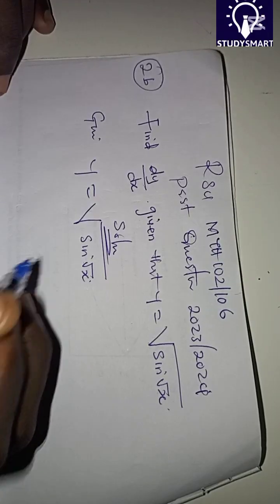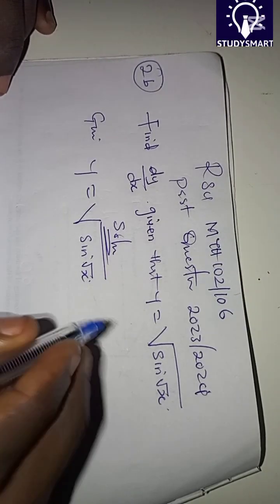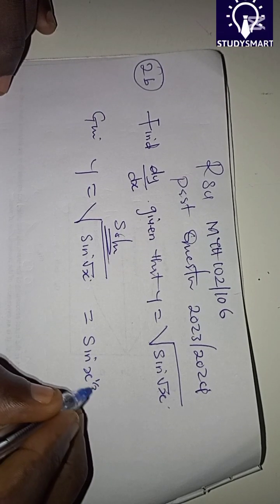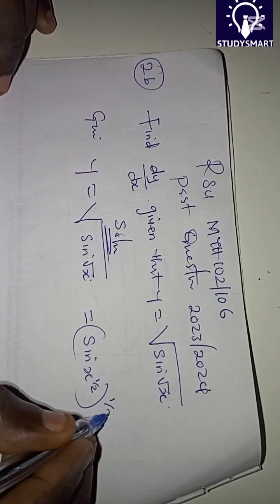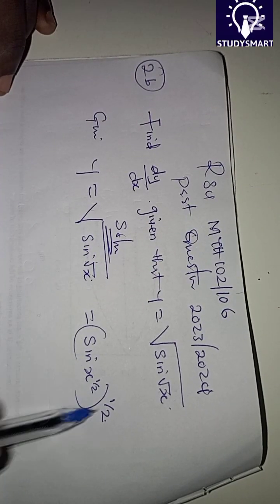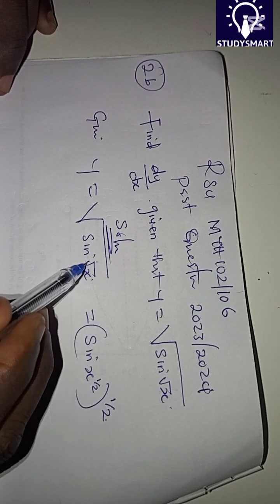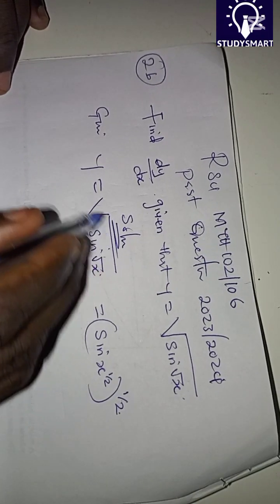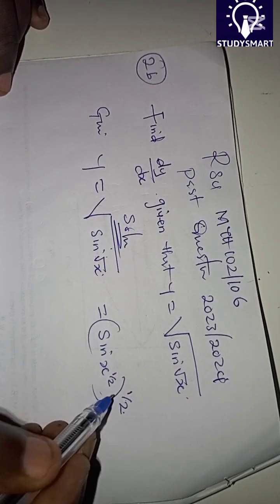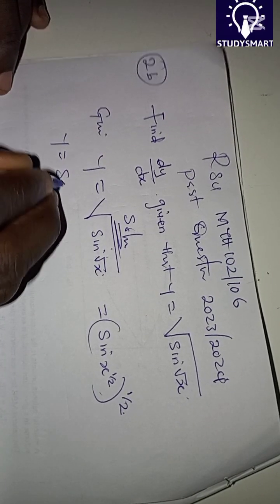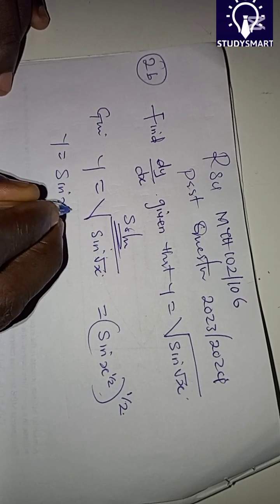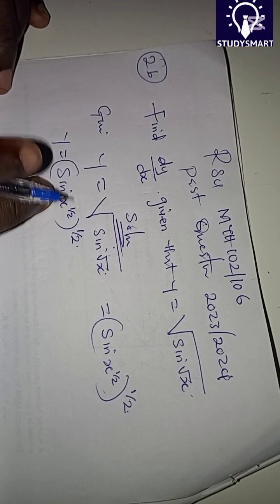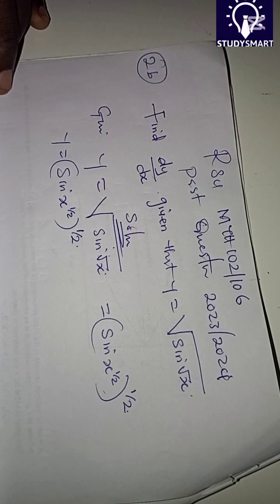Root of sine root x is also the same thing as sine x to the power 1 over 2, all raised to 1 over 2. So this and this is the same thing, right? Root is half, root here is also half. So we've just succeeded in reducing this expression to this, and we'll be making use of this. So y is equal to sine x to the power 1 over 2. This is what we'll be making use of.